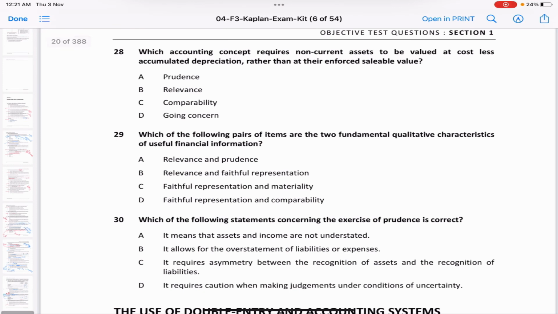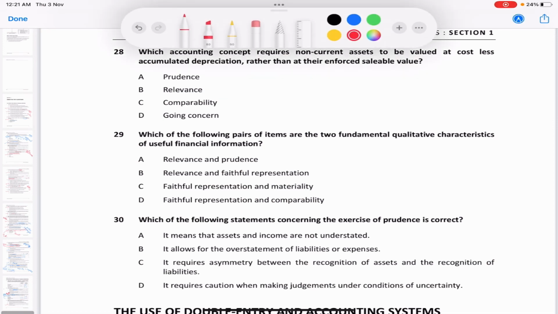Which accounting concept requires non-current assets to be valued at cost less accumulated depreciation rather than enforced saleable value? So which concept says this? Going concern, right? If we think that the business will go on forever, which means that we will never sell. So if we'll never sell, we will not consider the saleable value. So the answer is D.